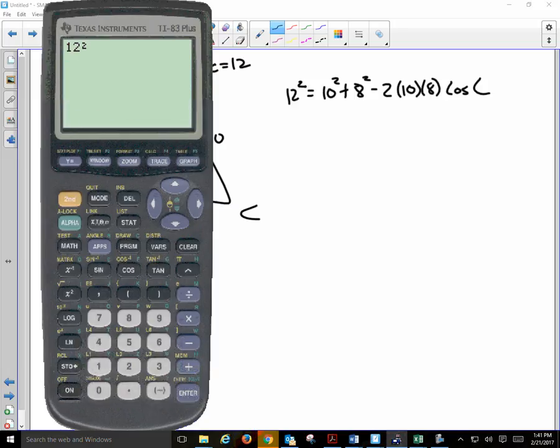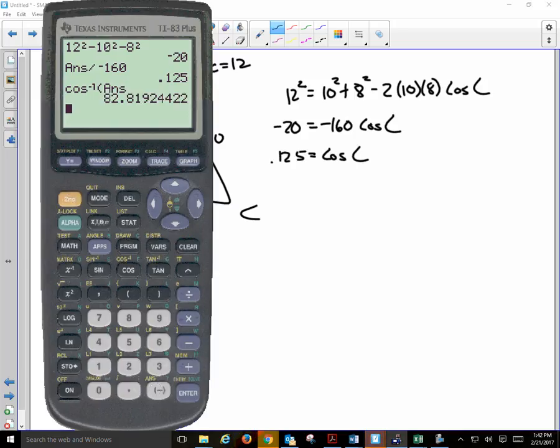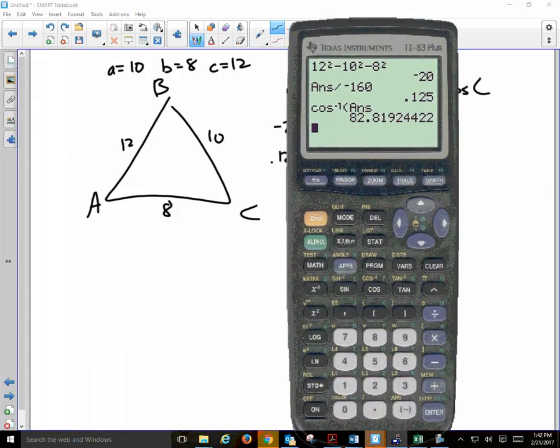12 squared. I got minus 10 squared. I got minus 8 squared. And I get negative 20. If I multiply these out, I get negative 160. Divide by negative 160, I get 0.125. So is cosine positive or negative? First quadrant or second quadrant? First, so acute or obtuse? Acute, 82.82. So angle C is 82.82 degrees.